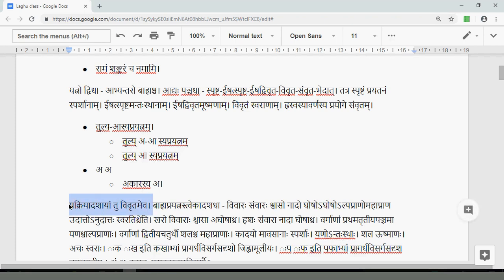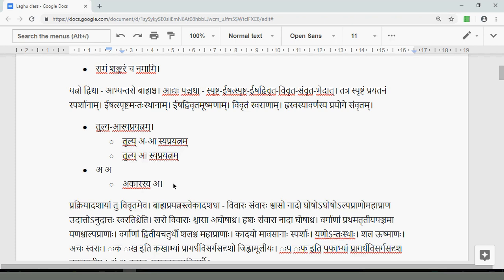So what it says here, prakriya dashayam tu vivrutam eva. Therefore prayoge samrutam akara, but prakriya dashayam is in the sutra patha. And here why this is so is because the last sutra is in what is called a tripadi. I have already said that the Ashtadhyayi has 8 chapters and each of them has 4 quarters, which are called padas.